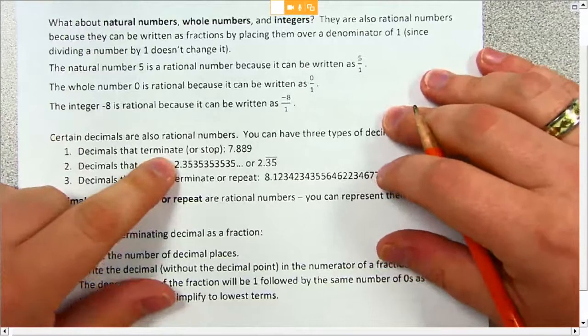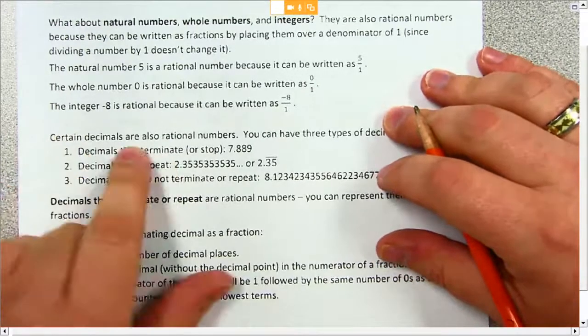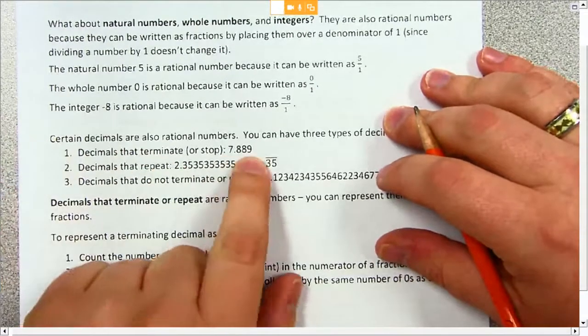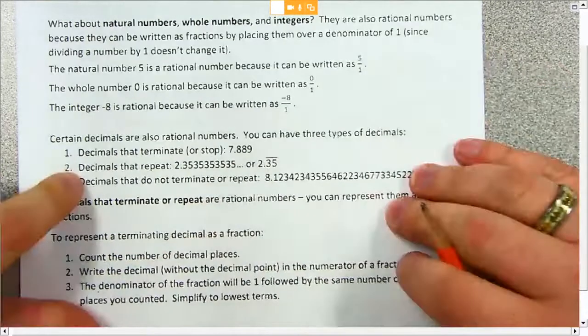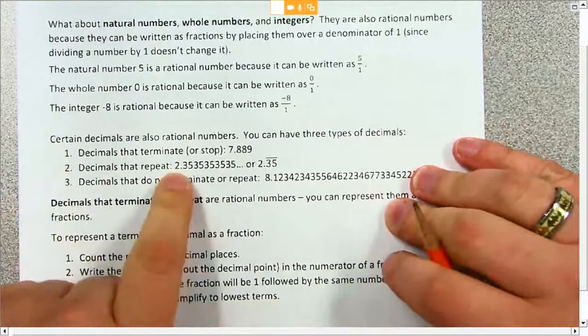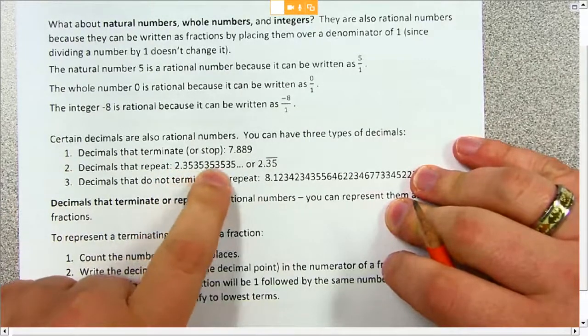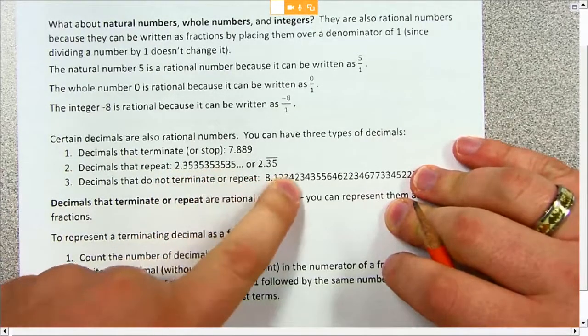That just means that the decimal stops after a while. So decimals that terminate, for example, 7.889, it stops, right? So that's a terminating decimal. We can have decimals that repeat, like 2.35353535353535 that go on forever.